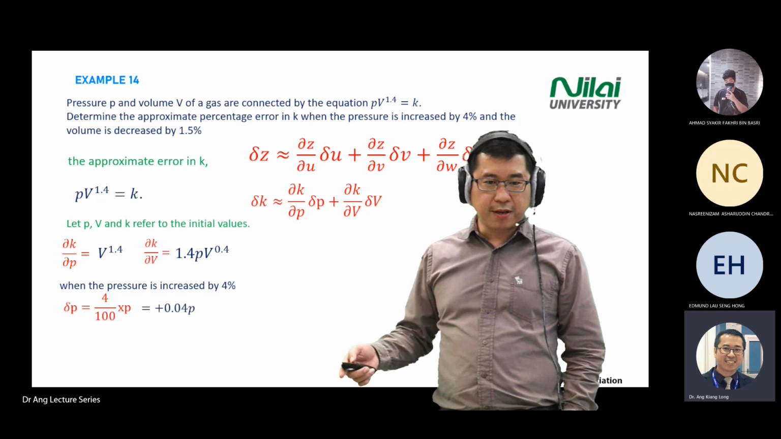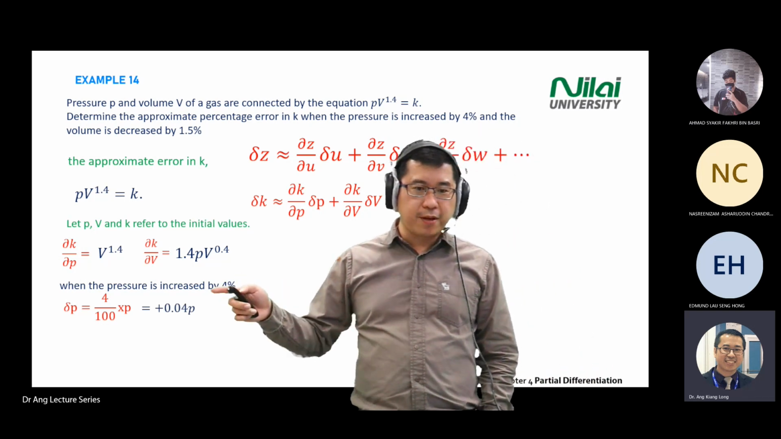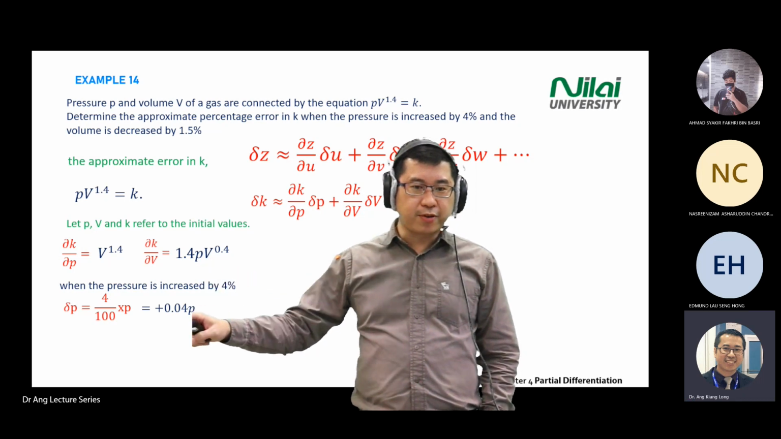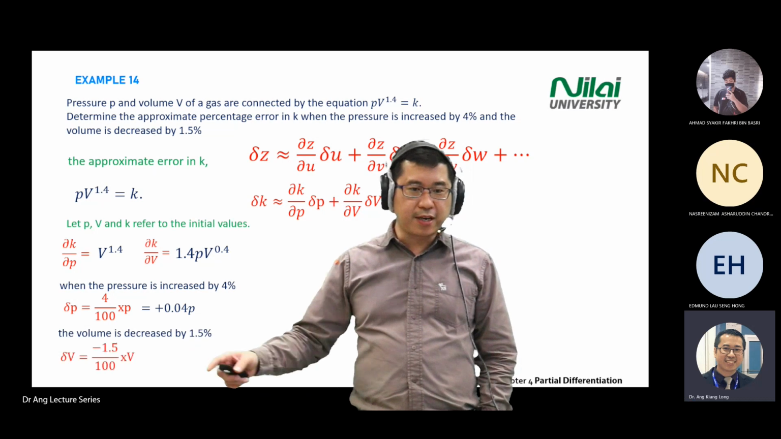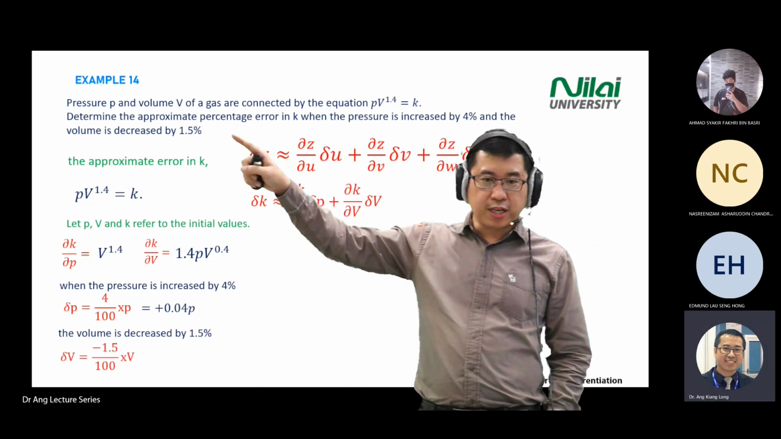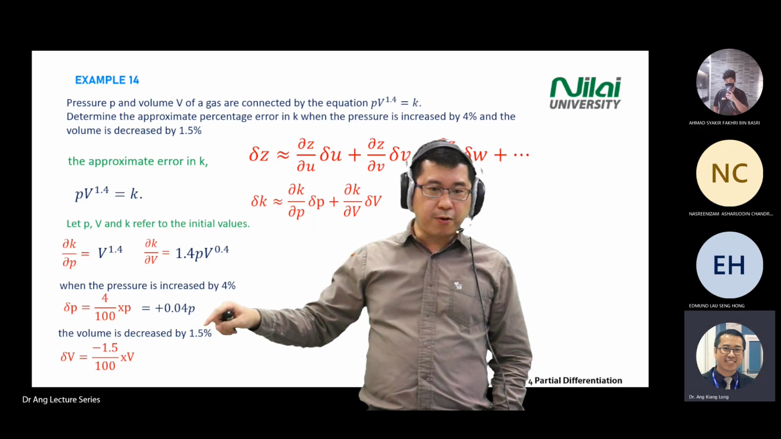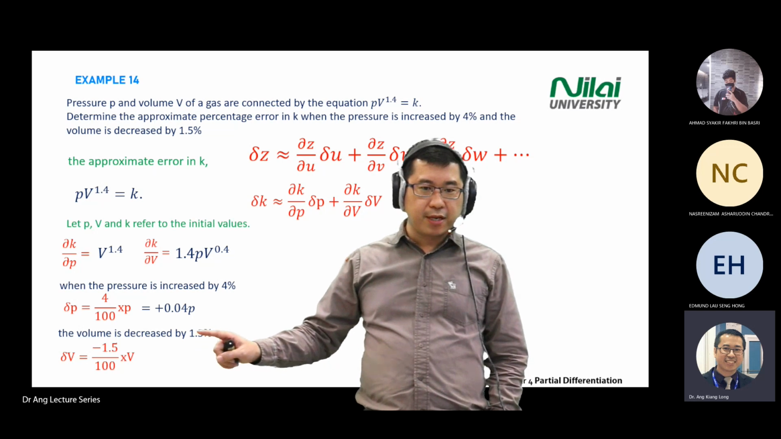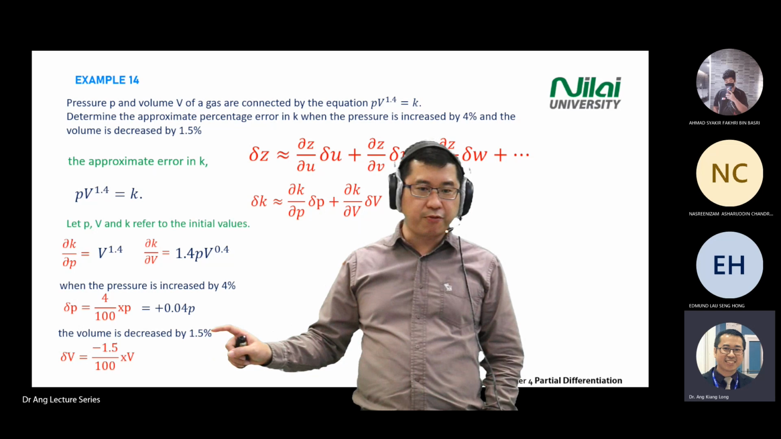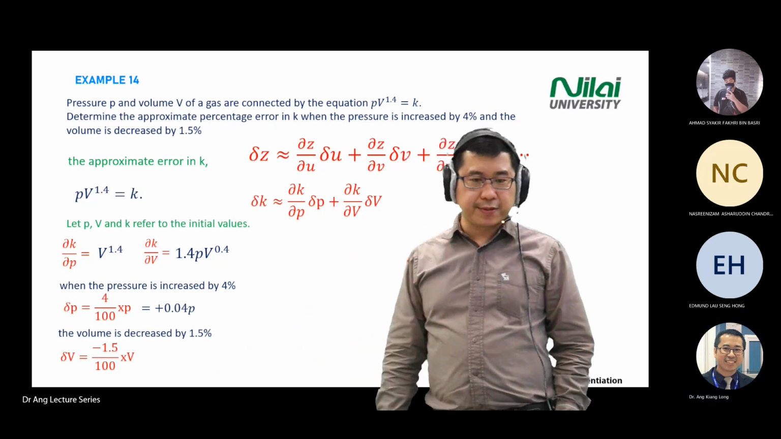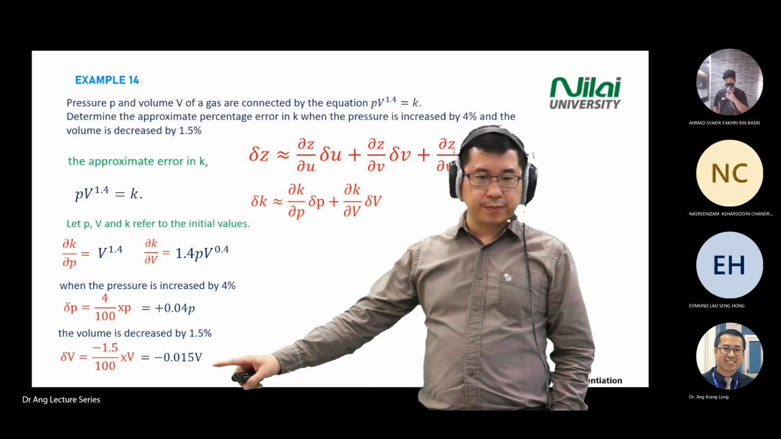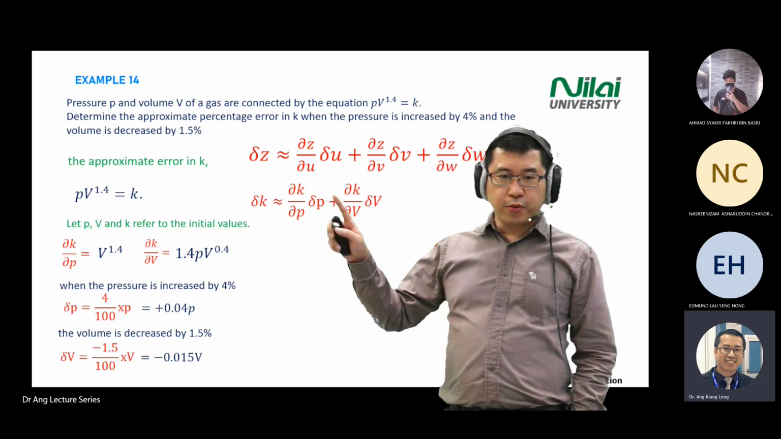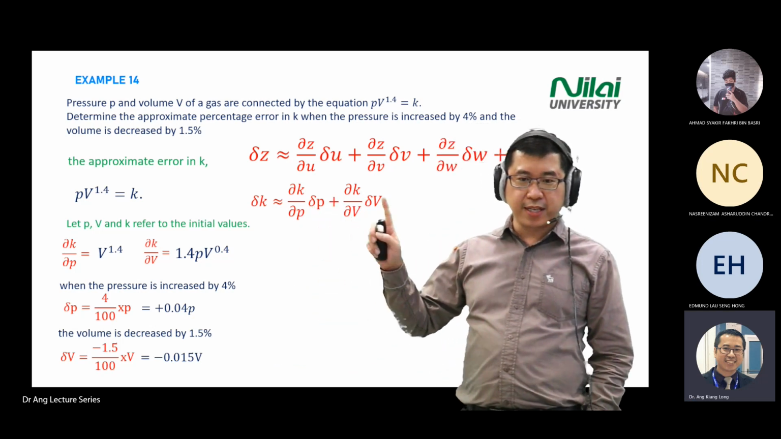Okay. Then you do the same for volume. But this time, you have to be careful on the word mentioned. In this case, it's increase. Increase, you get positive. Decrease, you must insert the negative. If the question mentioned decrease by 1.5, you do the same. 1.5% means 1.5 divided by 100. And look at this, what is this? This is volume. So 1.5 times V, but with a negative sign. Okay? Edmund, you okay? Yes, sir. Okay.